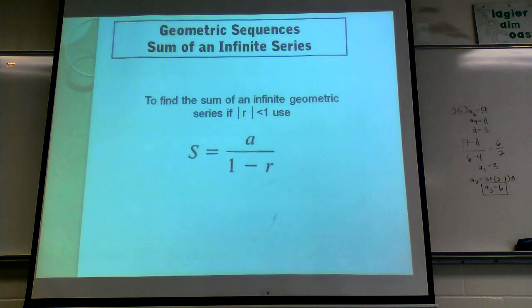Yeah, every now and then. Yes. What about if you're multiplying, like if your ratio is a negative number? If it's a negative ratio, that means your signs are going to alternate. So you have one positive, one negative, positive, negative, positive, negative.